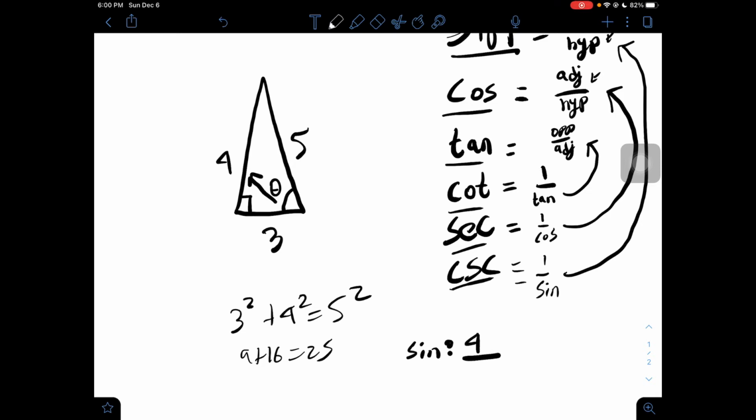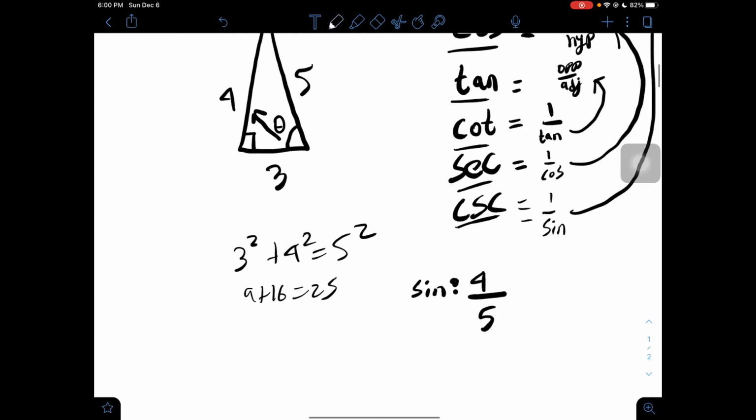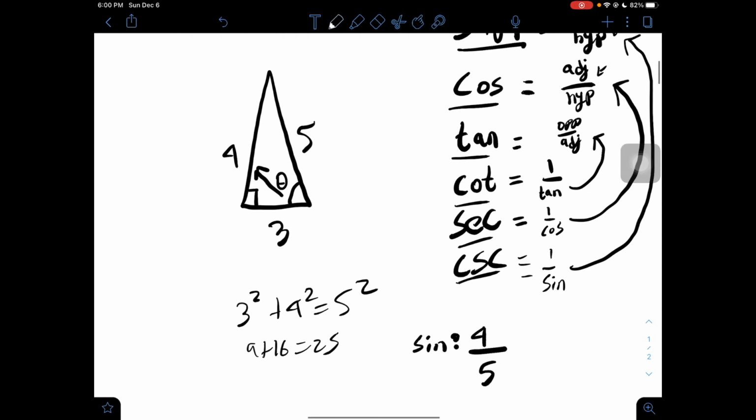Now we need to look for our hypotenuse. And our hypotenuse in this case is the longest side of our triangle, which in this scenario is 5. So we have 4 over 5, also known as 0.8. I like to leave it as a fraction. So we have 4 over 5 as our sine, right?